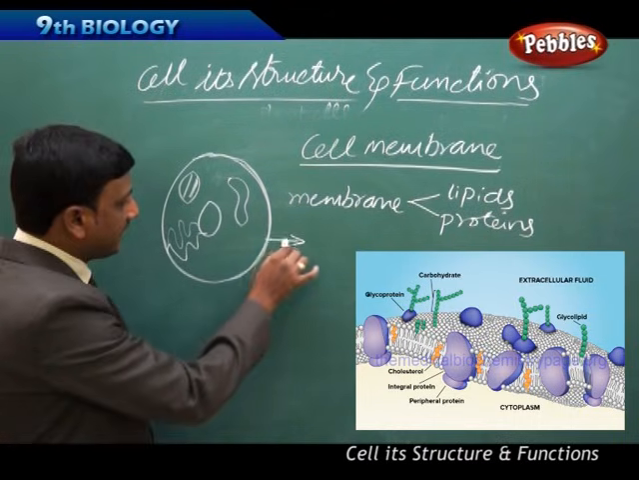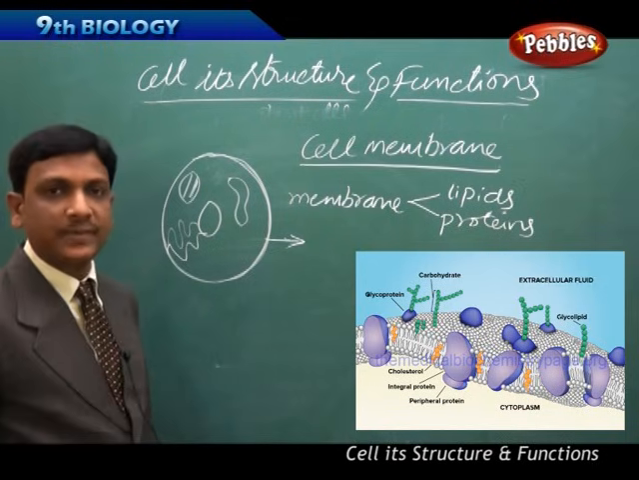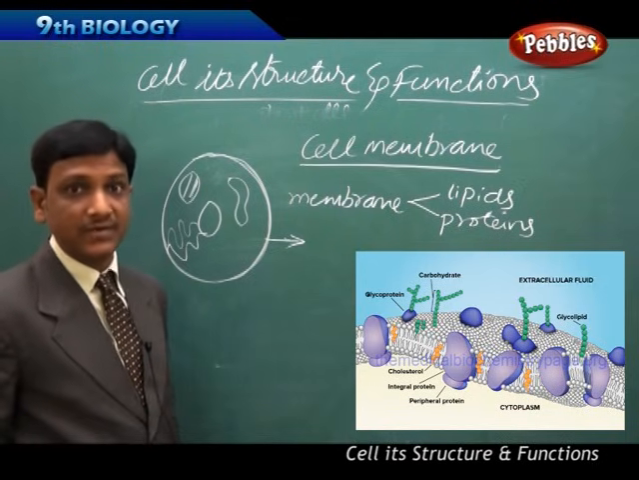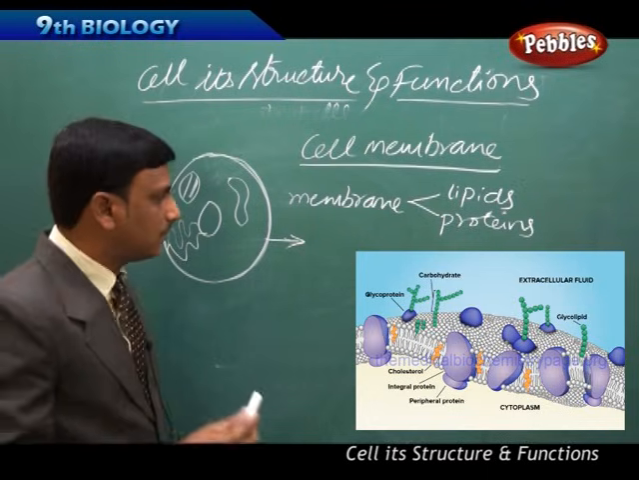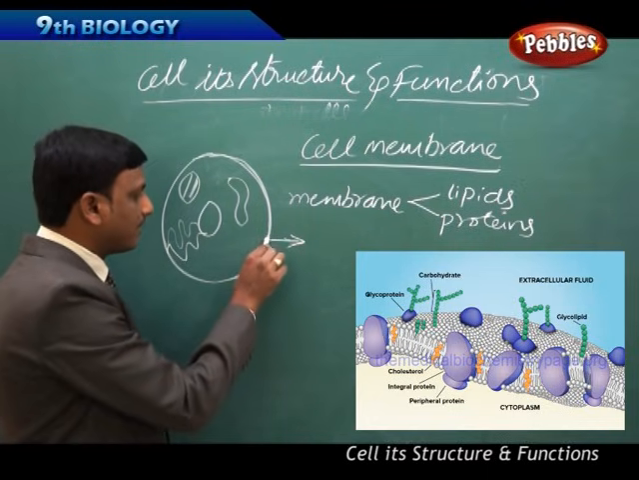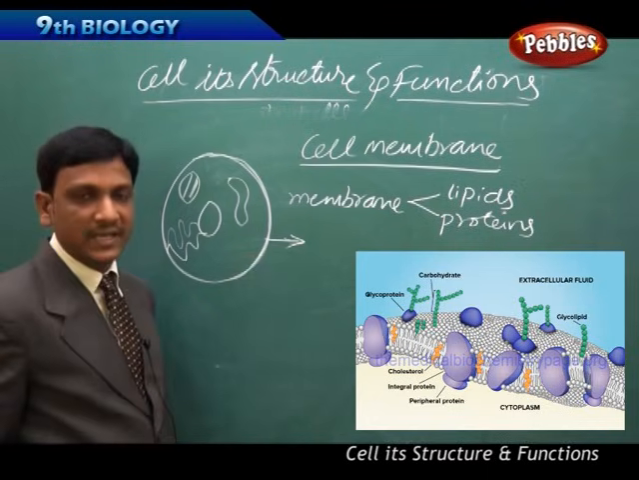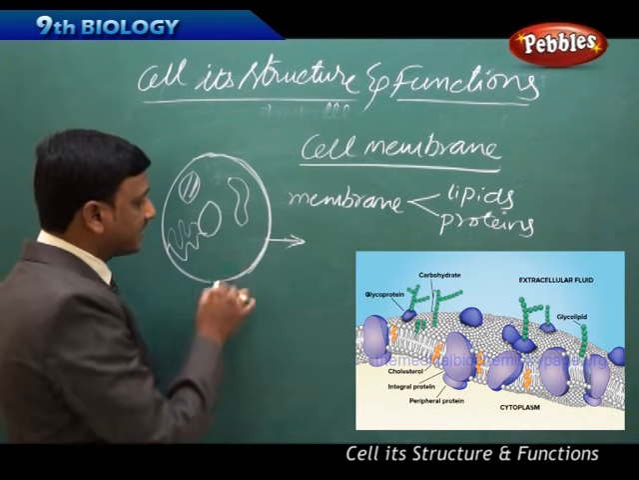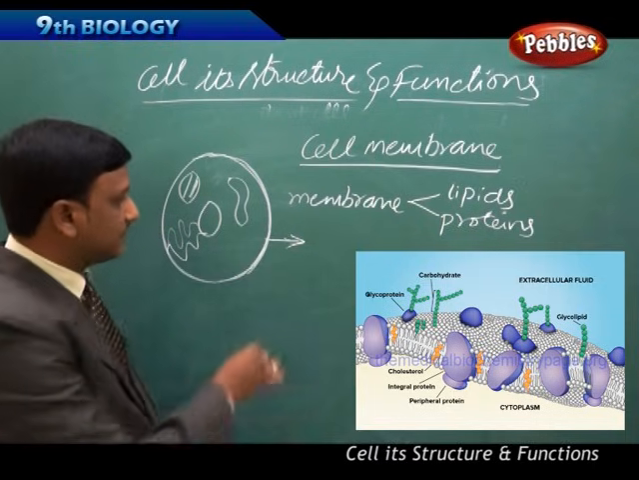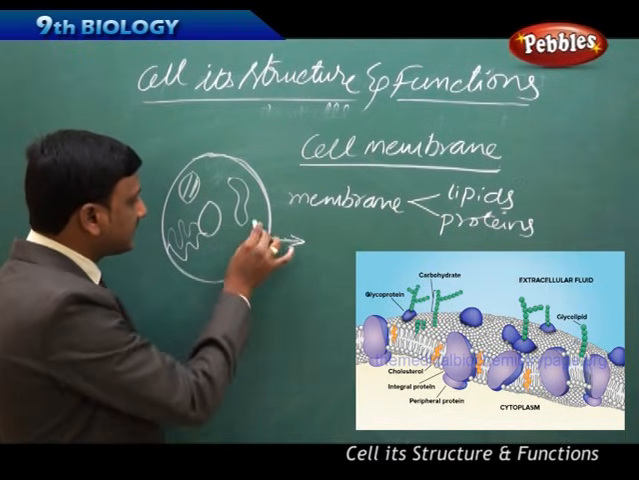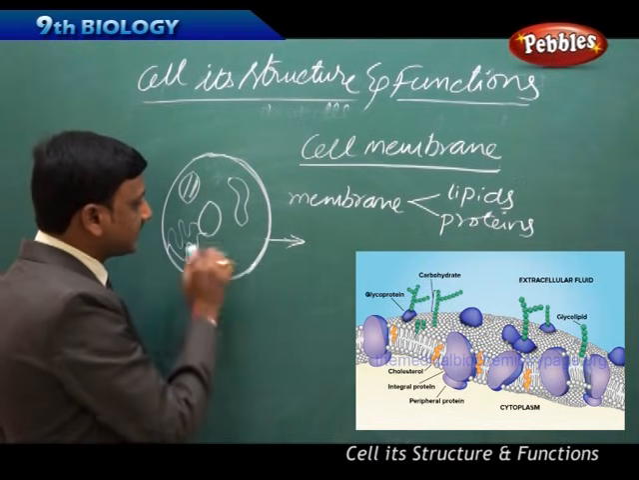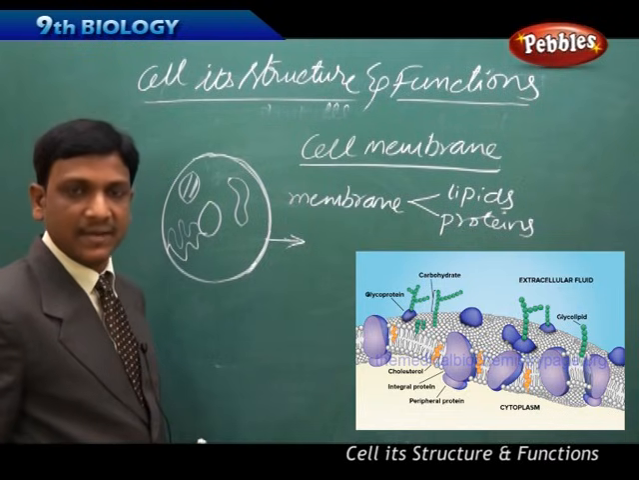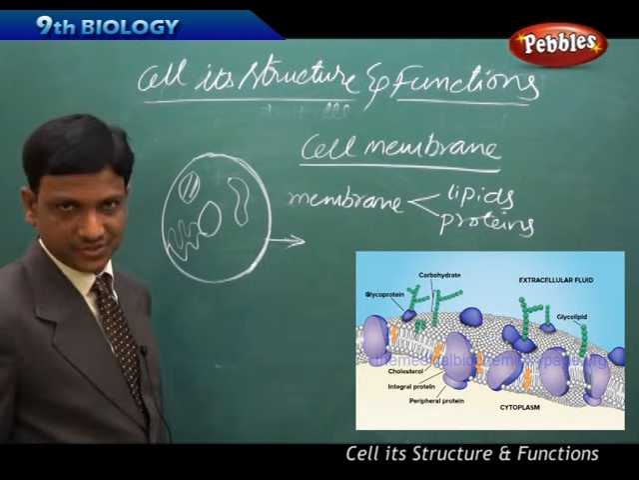So the cell membrane is very thin, which cannot be seen through an ordinary microscope. Even using a compound microscope, we cannot find this cell membrane. We cannot study it in detail. Only through an electron microscope is this cell membrane clearly visible. So this cell membrane maintains the balance inside the cell. What is the balance? The balance of the composition.